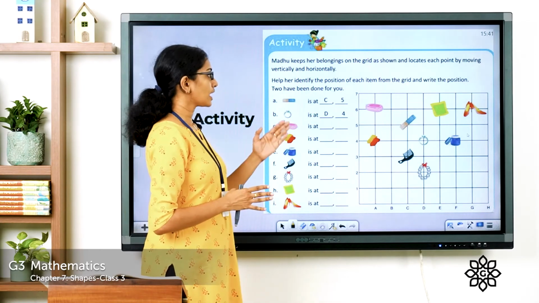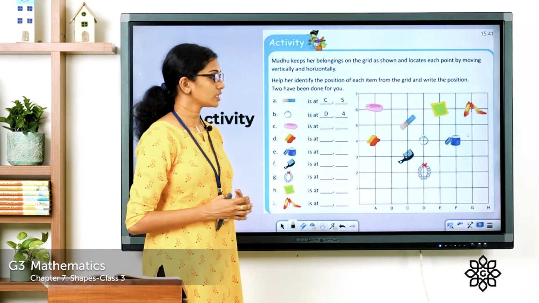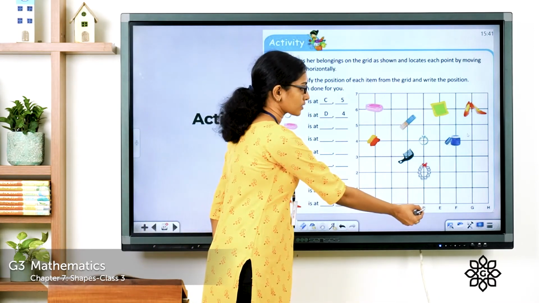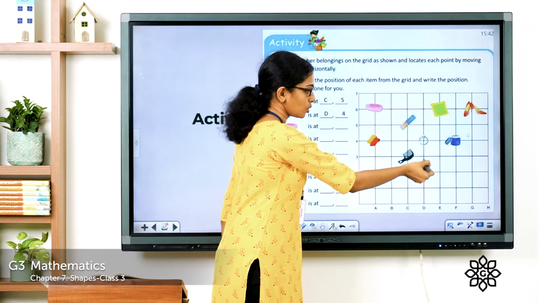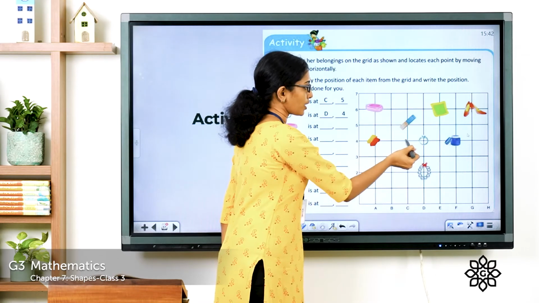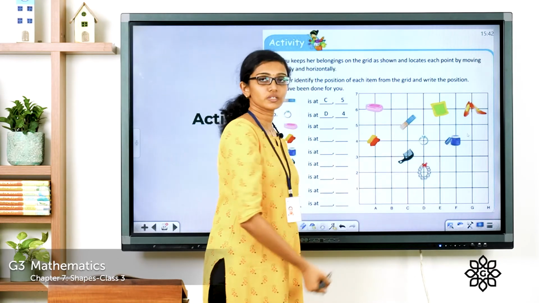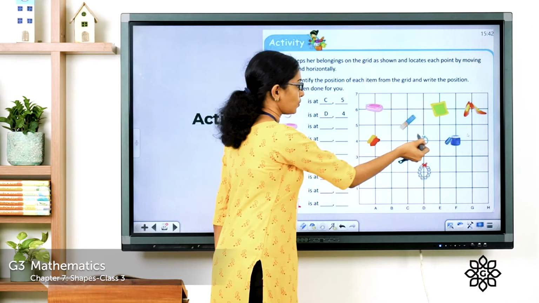Now let's see the question B. There is a ring and it says that the ring is at D4. What does that mean? Which is the point D, and you can also see the ring here. See, the ring is kept on the line where it corresponds to the point D, and also it corresponds to the point 4. So what is the position of this ring here? The ring is at position D4.